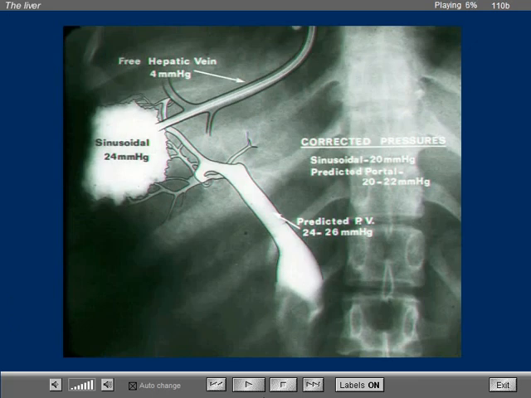This patient had a 20 millimeter gradient between the sinusoidal wedge pressure and the free hepatic vein pressure. There was also free flow of contrast into branches of the portal vein. So this is a case of a category 4, a severe degree of portal hypertension, where the portal vein has become an outflow tract to the liver, and this is a reflection of hepatofugal portal blood flow.